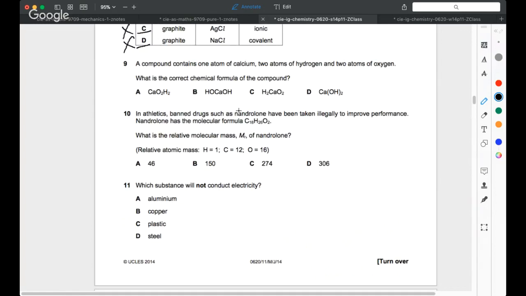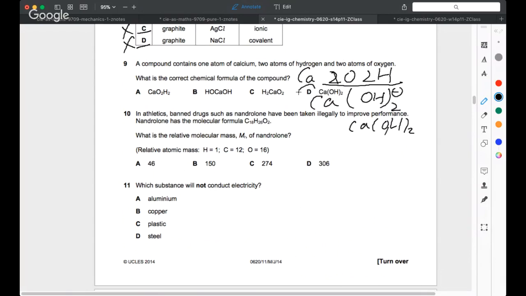So next question. So we have a calcium, 2 oxygen and 2 hydrogen. So immediately you can see that the oxygen and the hydrogen, they form hydroxide ion, and you have 2 of them. So you got 2 of them here, and you have a calcium. So the formula is Ca(OH)2. So D is the right answer.